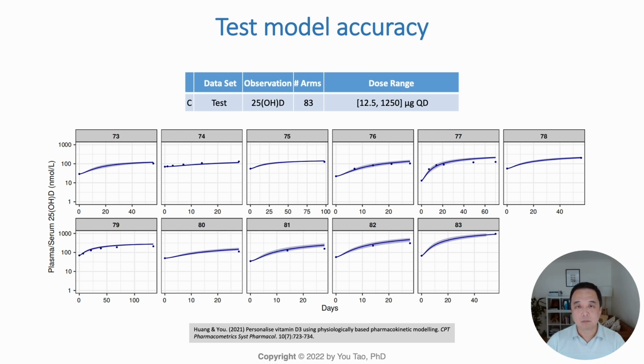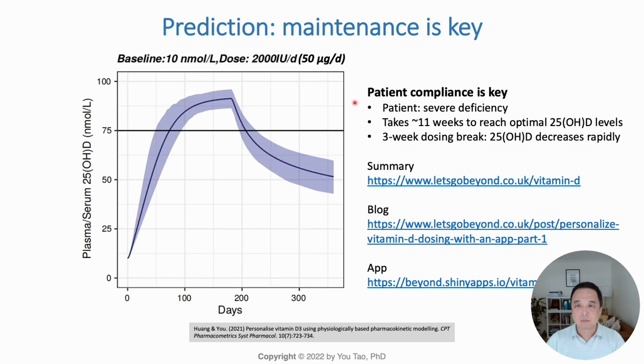Here are some of the arms that we used for testing model accuracy, and as you can see, the model makes very good predictions. So what we learned from this model is that patient compliance is key. For a patient suffering from severe deficiency at a very low baseline, if you use a dose of 2000 IU per day, it takes a fairly long time for this patient to arrive at a new pharmacokinetic steady state. However, once you stop dosing, the 25-hydroxyvitamin D levels drop precipitously over time.